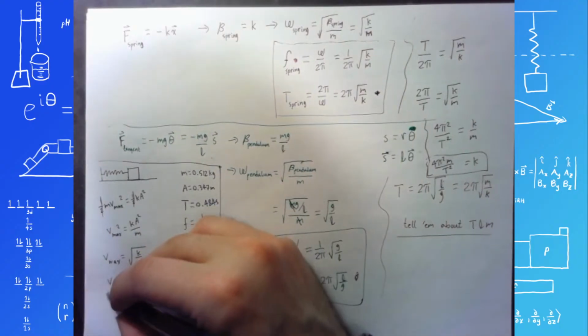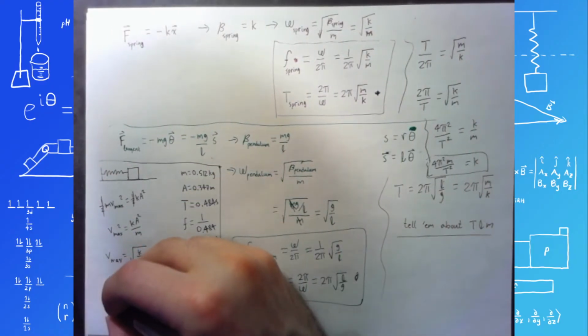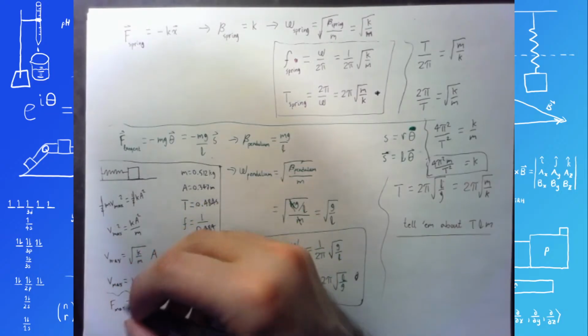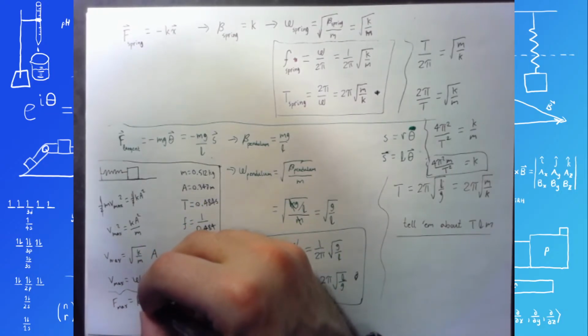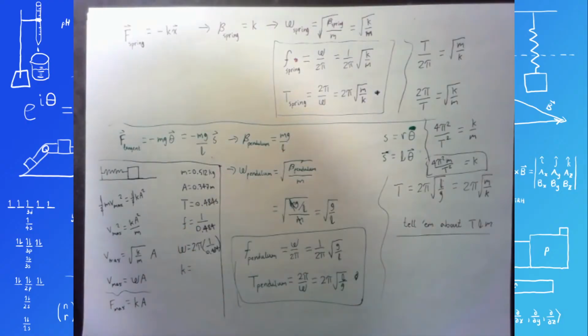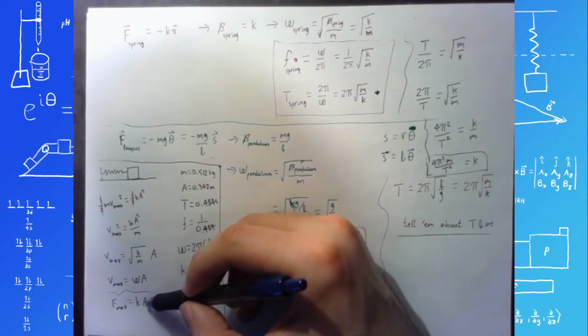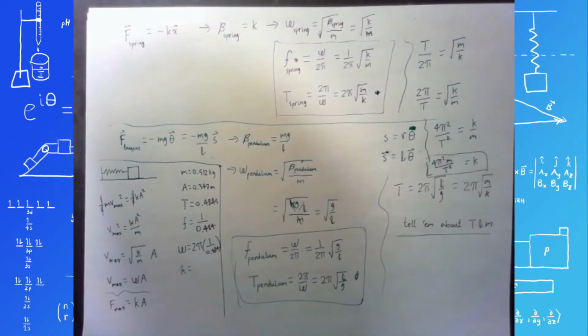Well, that's easy. Force max is equal to K times the amplitude. And next time we'll see that this also has another equation involving omega. In fact, you might be able to see it right now.